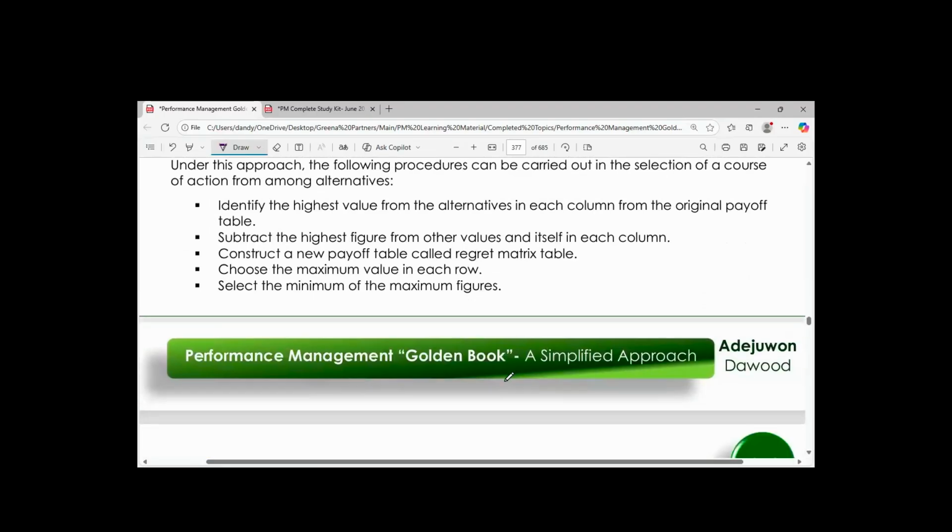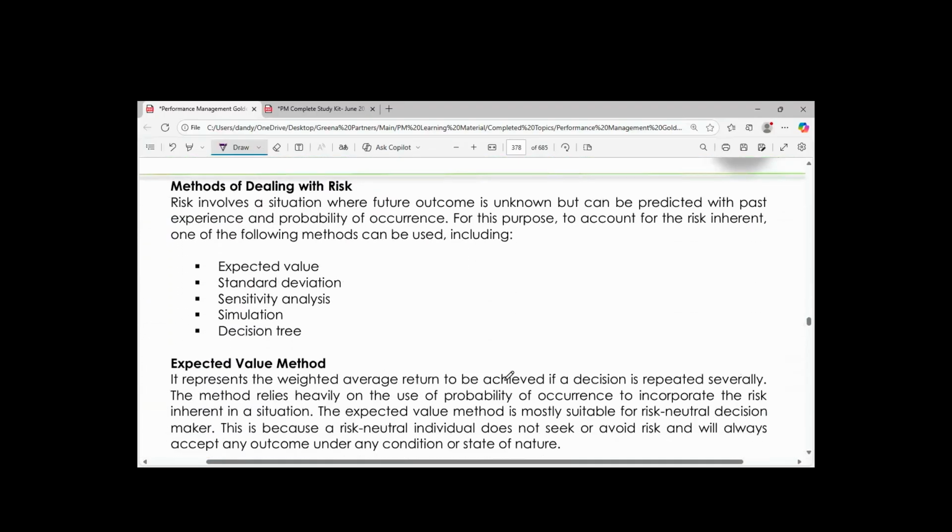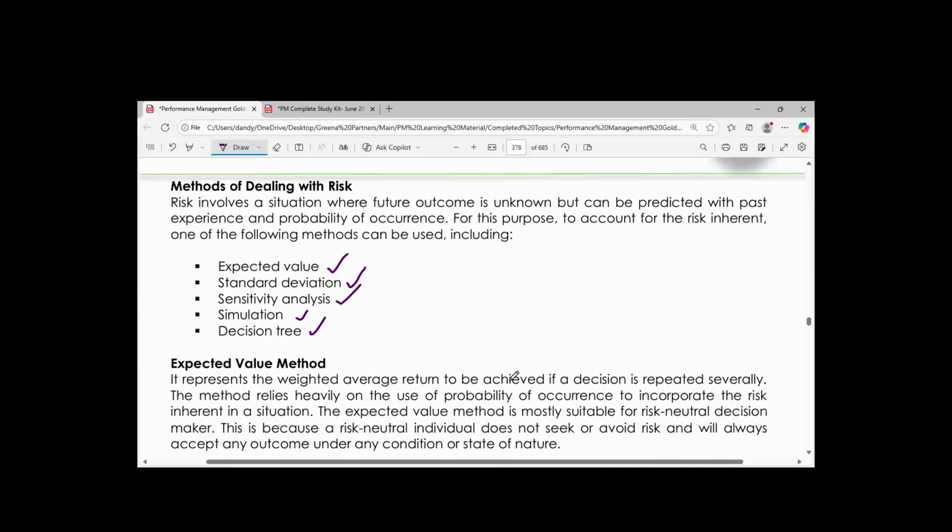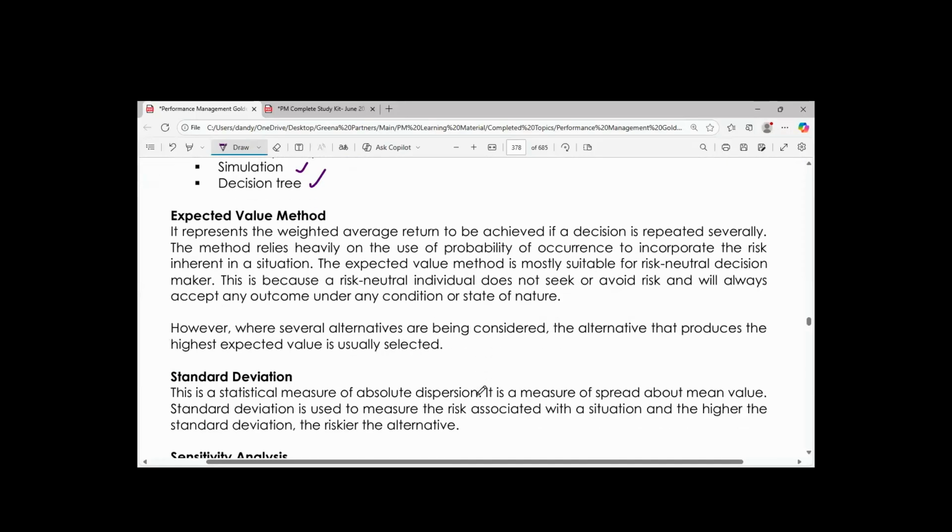So that is that. Then on the method of dealing with risk, after you have explained risk, you talk about the methods of mitigating risk, which are the expected value method, standard deviation, sensitivity analysis, coefficient of variation, simulation, or decision tree. These are some of the methods of mitigating risk. Again, it's not just about listing them. You need to explain, what do you mean by expected value?